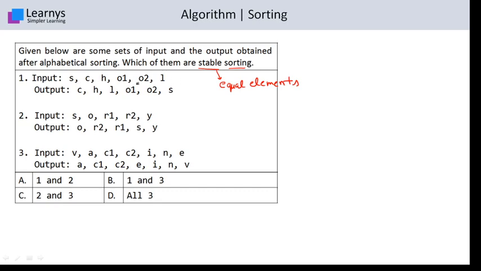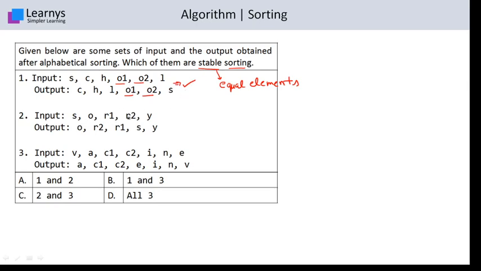Is there any equal character? Yes, there are two O. To differentiate these two O, we are using O1 and O2. O1 means the first occurrence of character O, and O2 means the second occurrence of character O. After the sorting, is the order of equal elements preserved? Yes, in this case it is preserved, because in the initial input O1 comes before O2, and in the final sorted output O1 comes before O2. So yes, we can say this is a case of stable sorting.